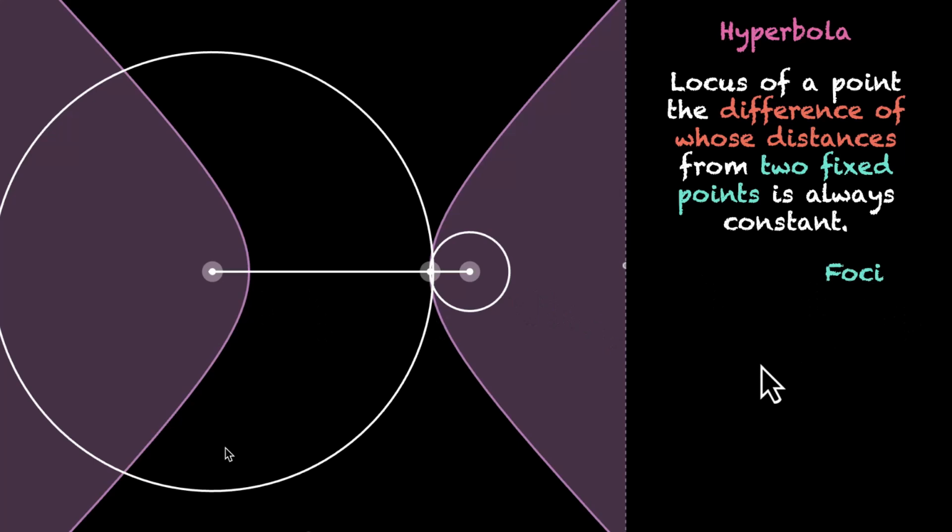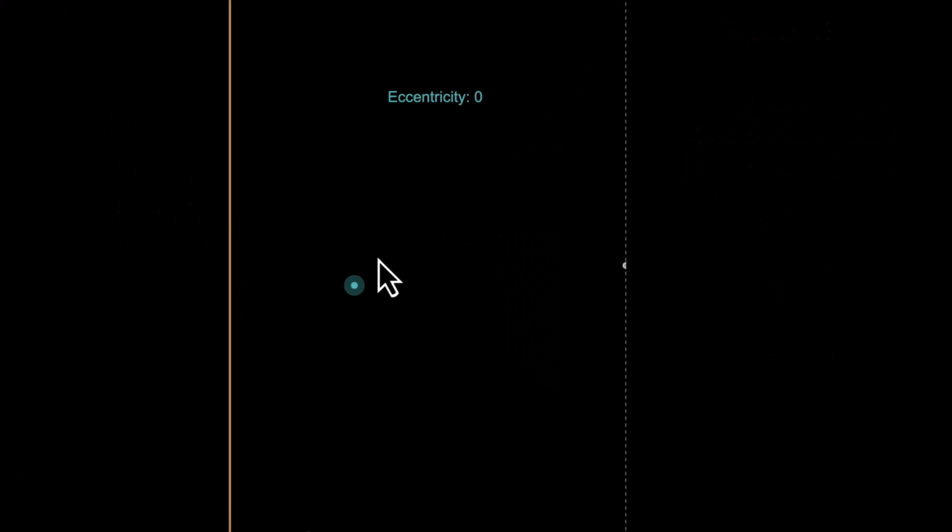Now there's another interesting way to define these conic sections, in terms of the ratio of distances from a fixed point and a fixed line. This is called the concept of eccentricity. The way we define eccentricity is it's the ratio of the distance from a fixed point and the distance from a fixed line. So the numerator is the distance from this point and the denominator is the distance from this line. Right now the eccentricity is 0, which means the distance from this point is exactly 0, which means we're sitting on this point.